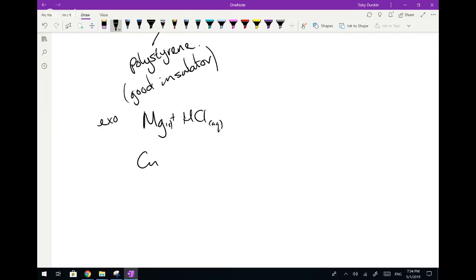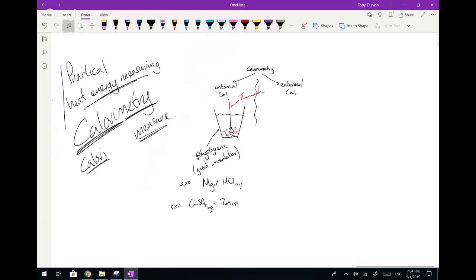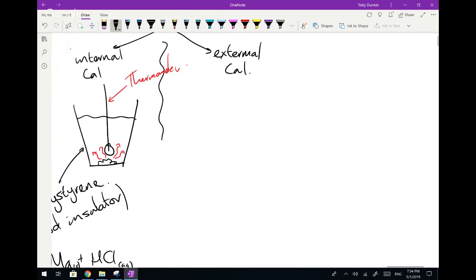The other one is copper sulfate, which is a blue solution, and zinc metal. Copper sulfate and zinc metal. This is another displacement, also a reduction, also a redox, loads of them. This is also exothermic, and both of these reactions are done in the polystyrene cup. It is internal calorimetry. So what does external calorimetry look like?